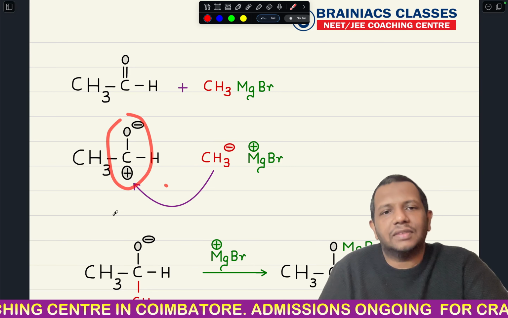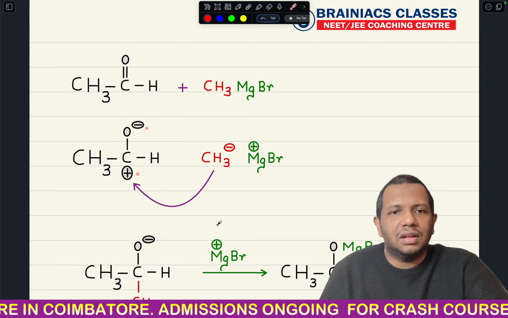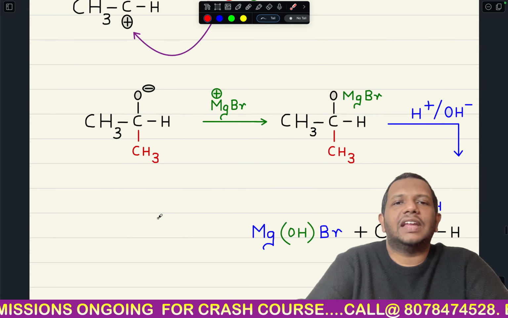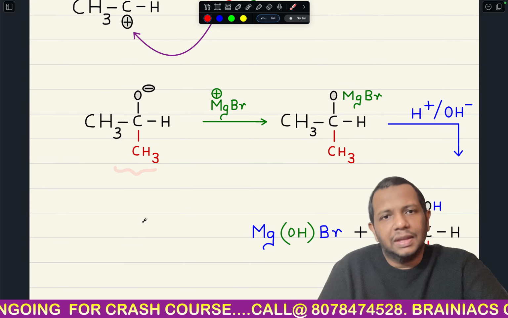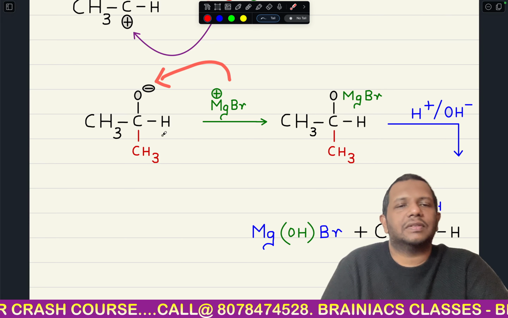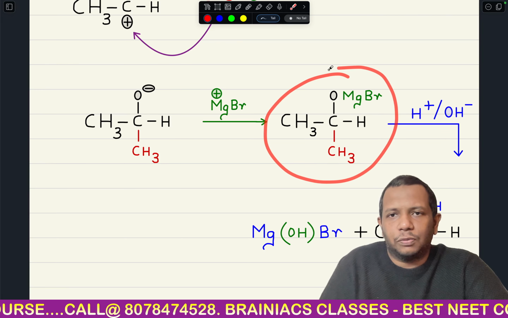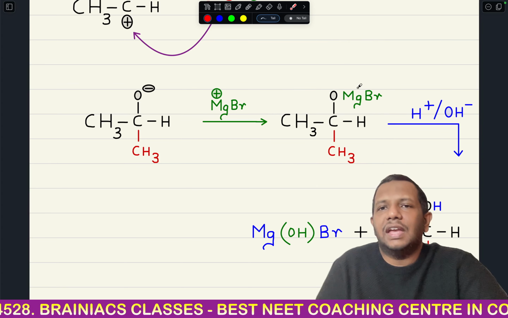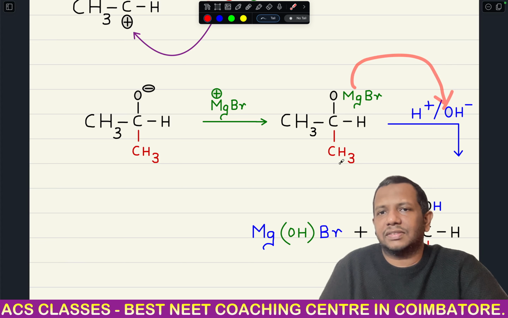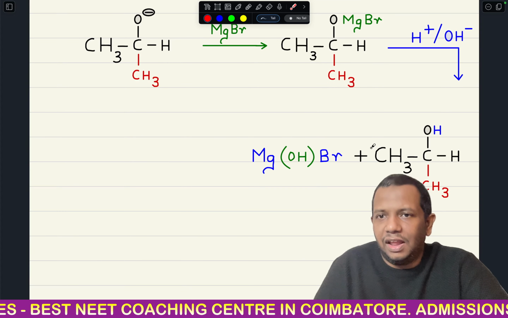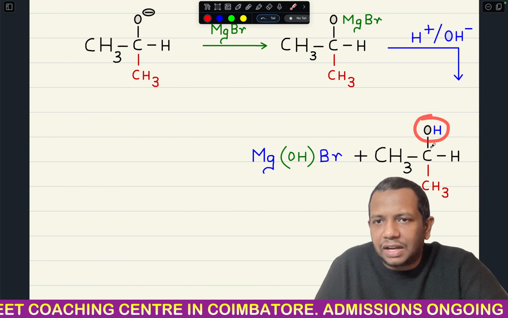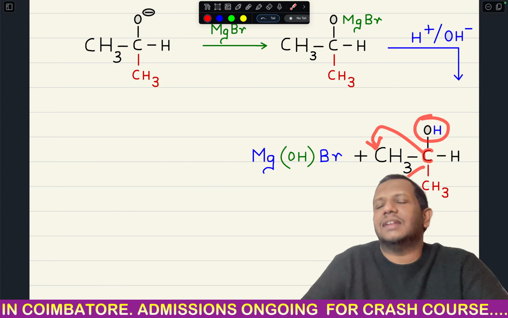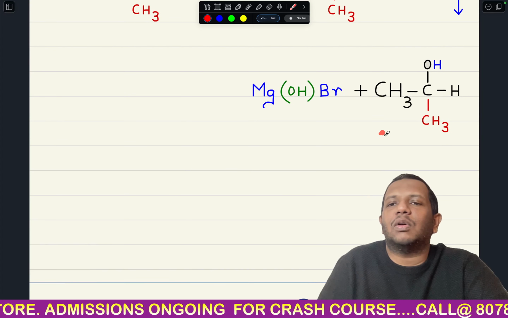Again, this will undergo polarization. You will get plus and negative here. So CH3 minus will come and attack the positive charge. You will get again a tetrahedral intermediate, and this will be attacked by MgBr plus. So you will get the first nucleophilic addition product. And we know that on hydrolysis, Mg will get attracted towards the OH minus, and you will get an alcohol. You can see the OH group is connected to a carbon that is connected to two other carbon atoms. So I can say this is a 2 degree alcohol.